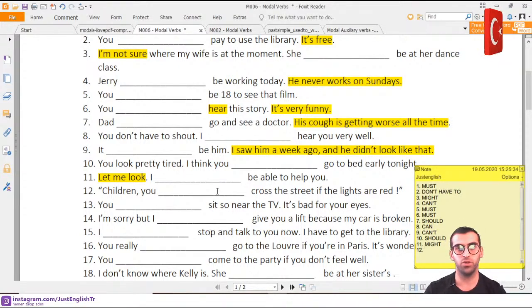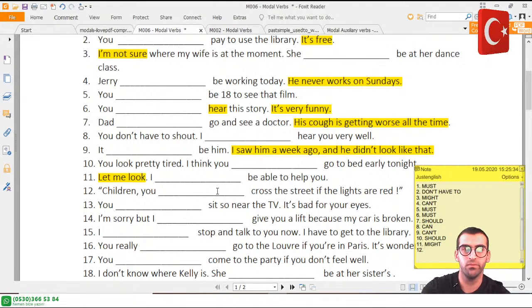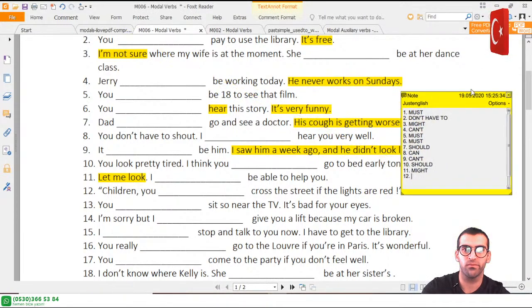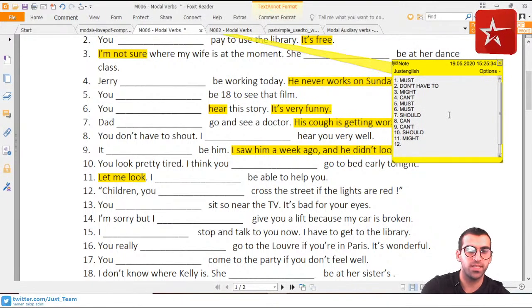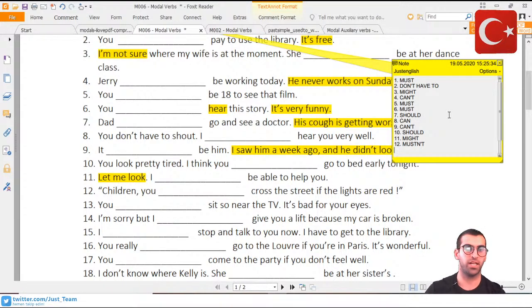12. You mustn't. Yes, mustn't. 12 is mustn't. You mustn't cross the street if the lights are red. Yes, if the lights are red, you mustn't cross the street. You have to wait for the green lights.